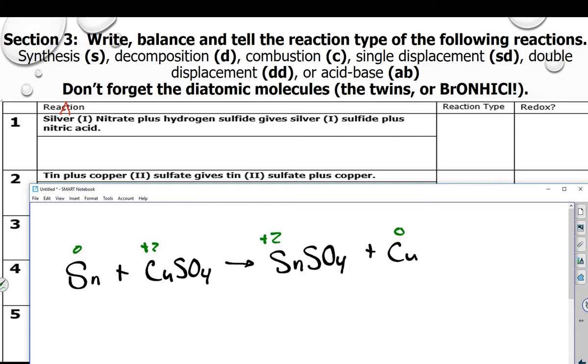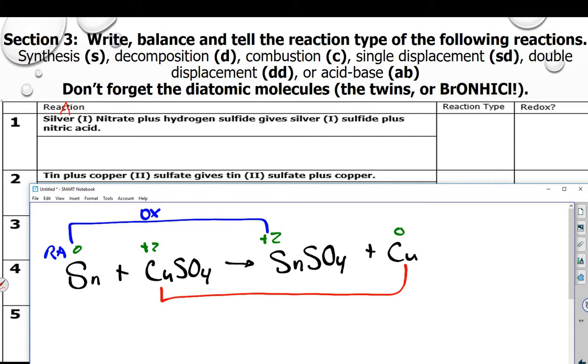What's oxidized? The tin, right? Tin is oxidized because it's becoming more positive. And it is the RA. What's being reduced? Well, the other one, copper, because it's going from a +2 to a 0. So this one is being reduced, and it is my OA, or my oxidizing agent. So you could tie all of that in, okay?